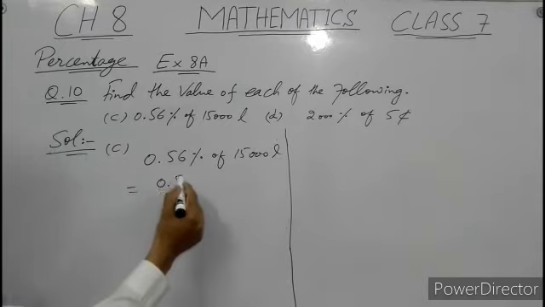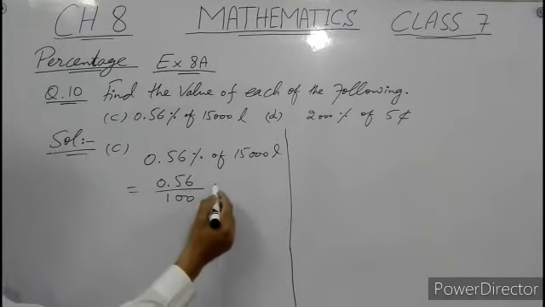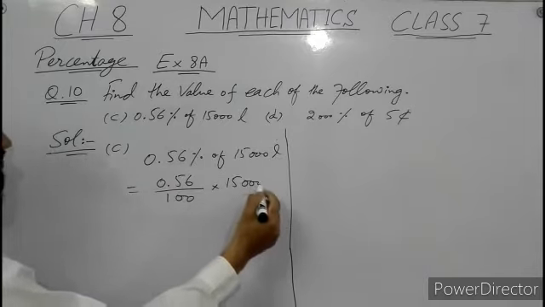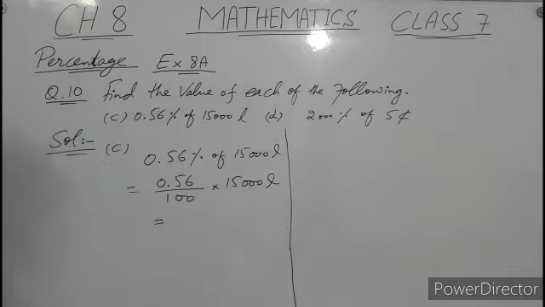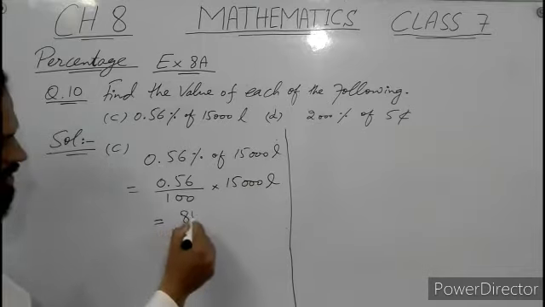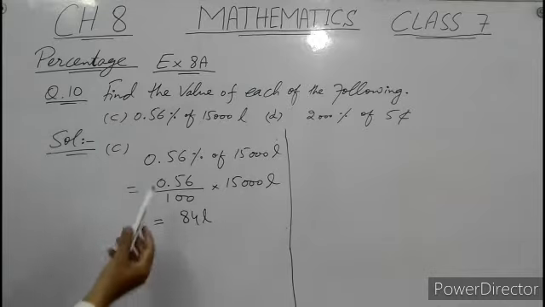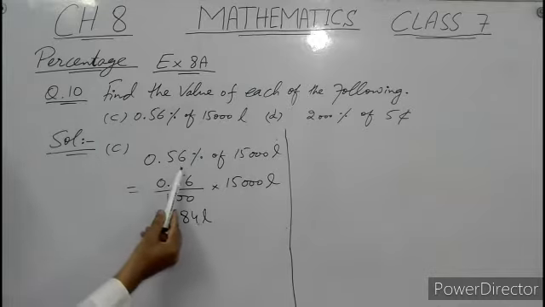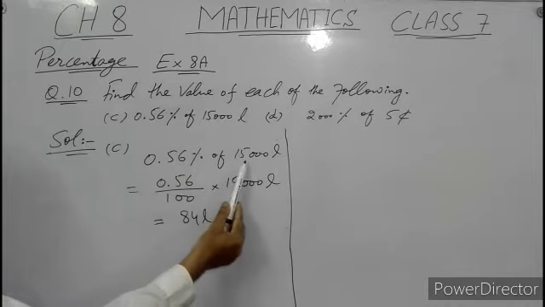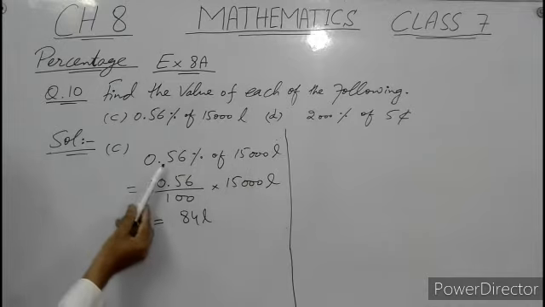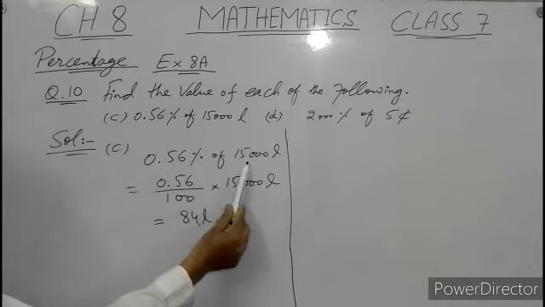It will become 0.56 over 100 multiplied by 15,000 liter. Now by using calculator, 84 liters. 0.56 percentage of 15,000 liter means 0.56 parts out of 100 parts of 15,000.